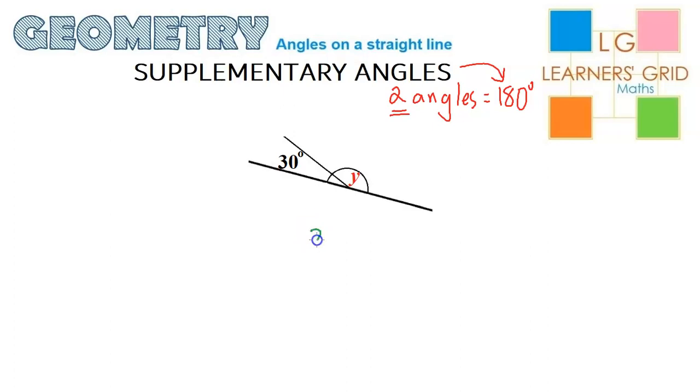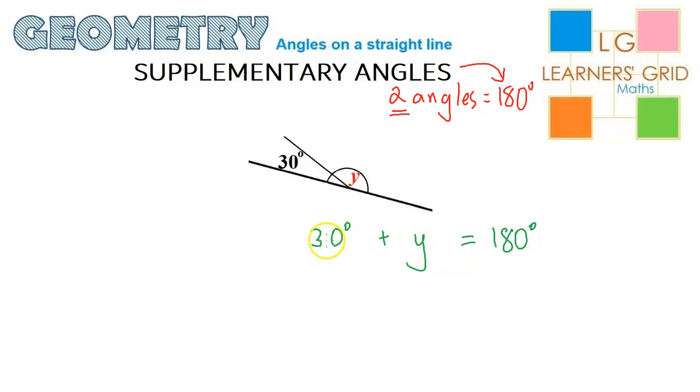So we have here 30 degrees plus the unknown angle, which is y. And we know that those two angles together are going to make 180 degrees because they are supplementary. Together, they add up to 180 degrees. Okay. So let's work with our equation. We have 30 degrees plus y equals 180 degrees.